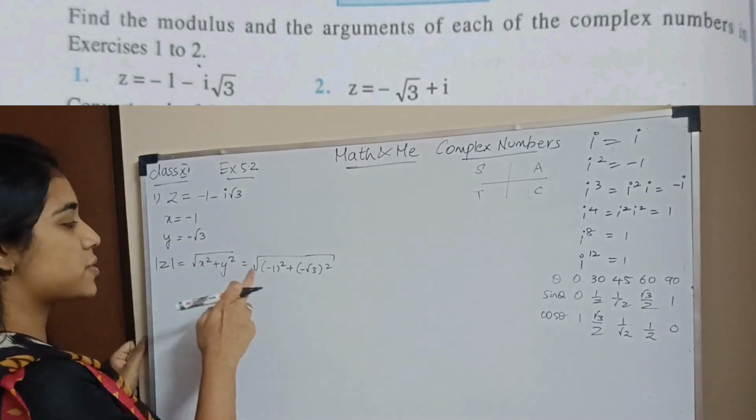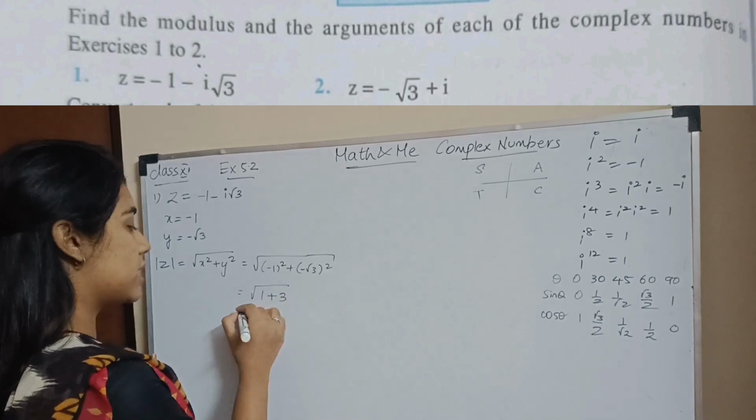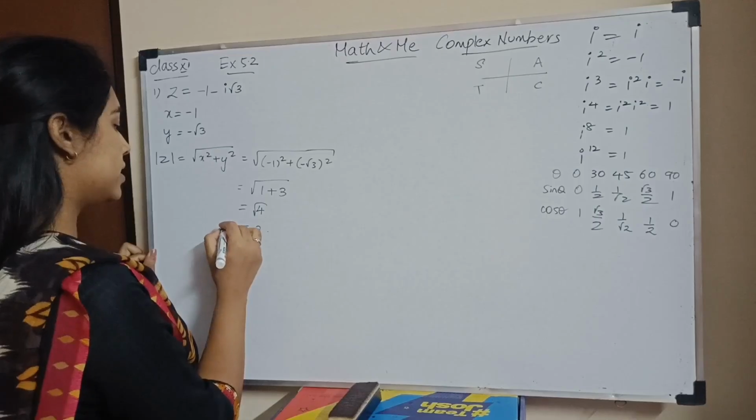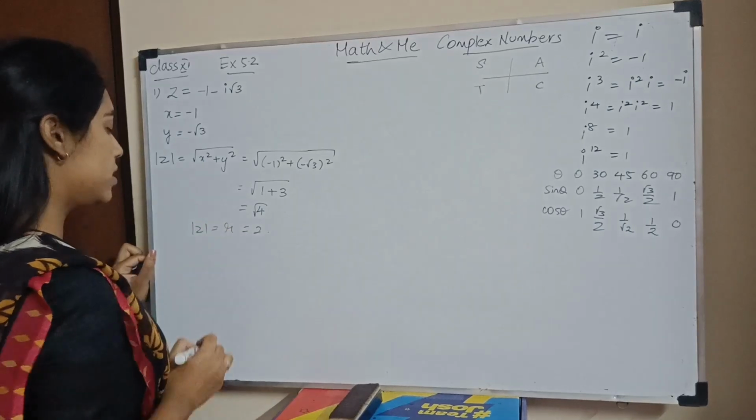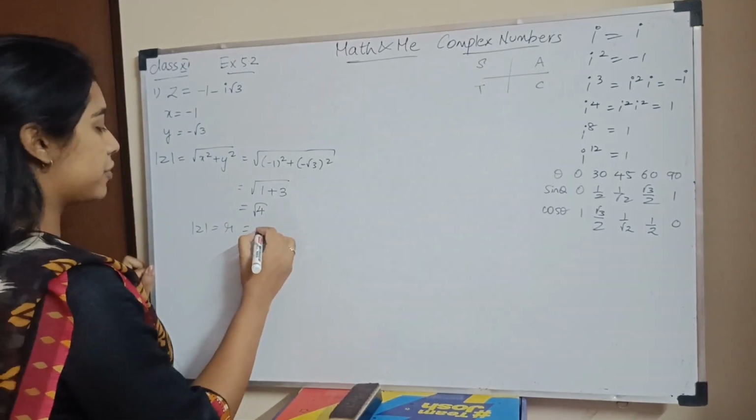But இருந்தாலும் you should substitute the right values. கரெக்டா? So root of 1 plus 3, root 4 is 2. So இது என்னது? R ஓட value. R is nothing but mod z இல்லையா? So R கண்டுபிடிச்சாச்சு. Now you need to find the theta.